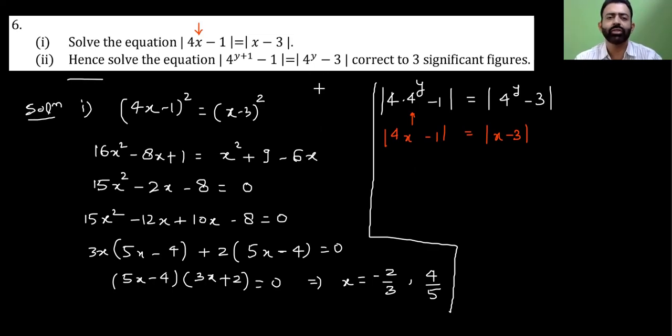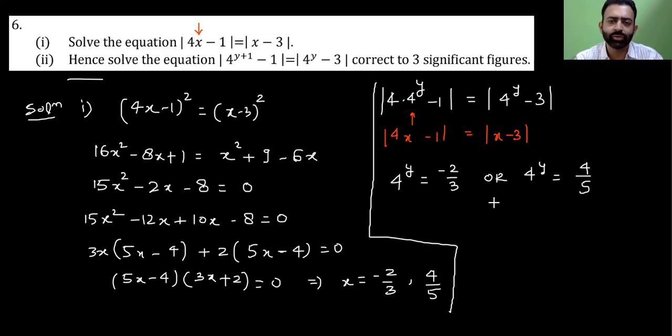So whatever solutions you obtained for x in the first part, the same solutions you will get for the second part, but the variable x is now replaced with 4 raised to power y. So basically I have two solutions for this 4 raised to power y. That 4 raised to power y will be equal to minus 2 by 3, or 4 raised to power y is equal to plus 4 by 5. Okay, this is the first thing.